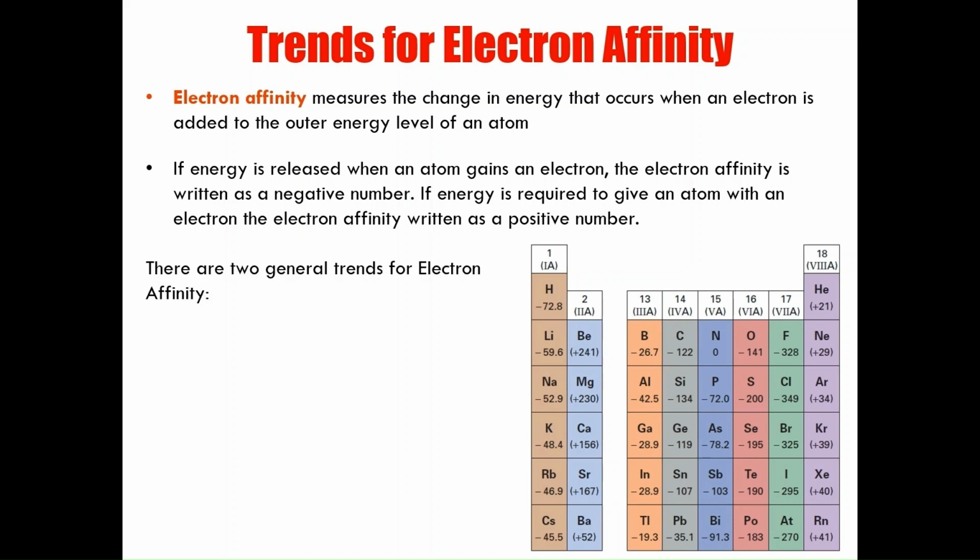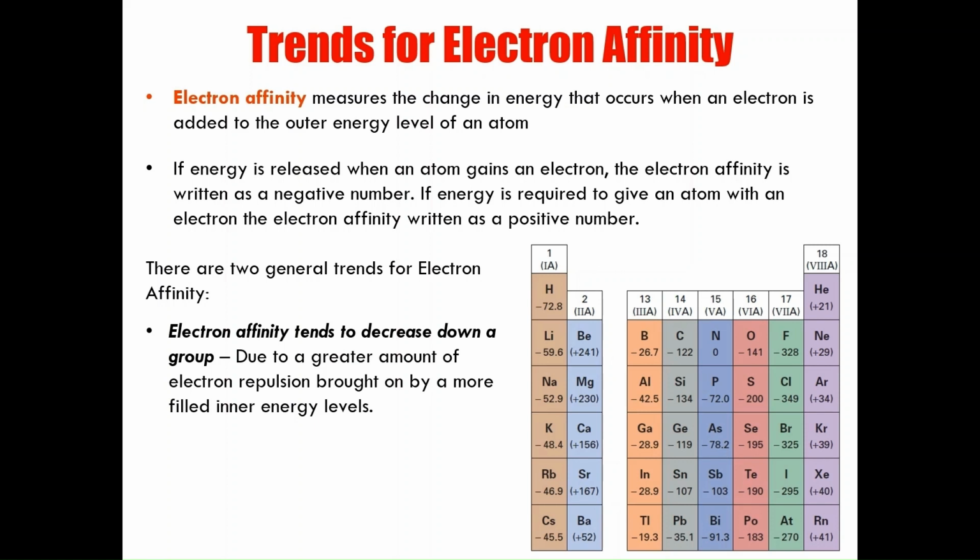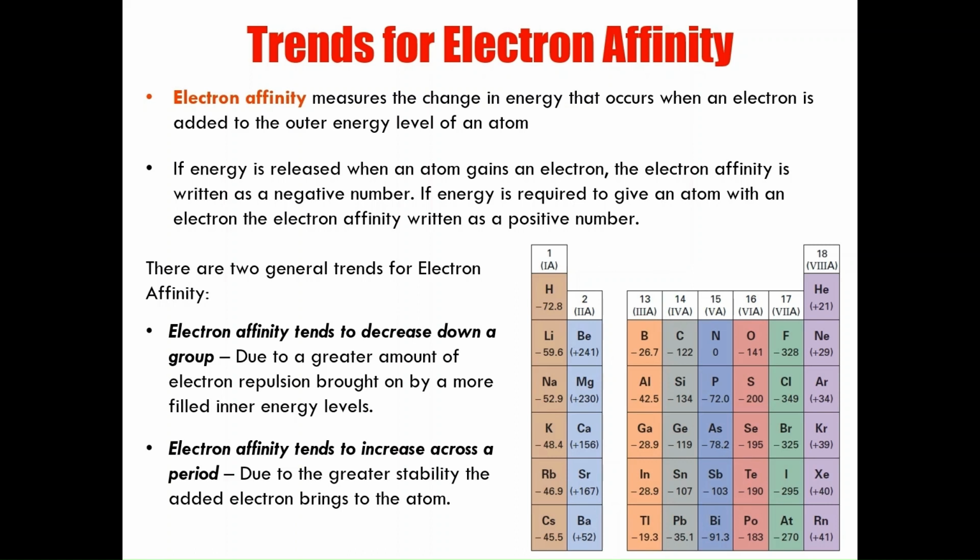There are two general trends for electron affinity on the periodic table. As you go down a group, the electron affinity tends to decrease, becomes more positive, due to a greater amount of electron repulsion brought on by a greater number of filled inner energy levels. But as you go across a period, from left to right, the electron affinity values become more negative, due to the greater atom stability that results when an electron is added.